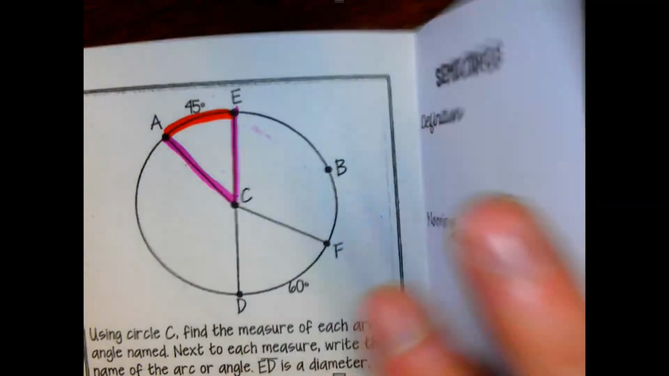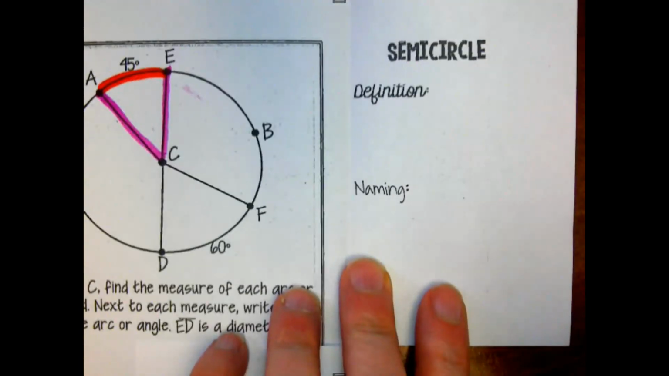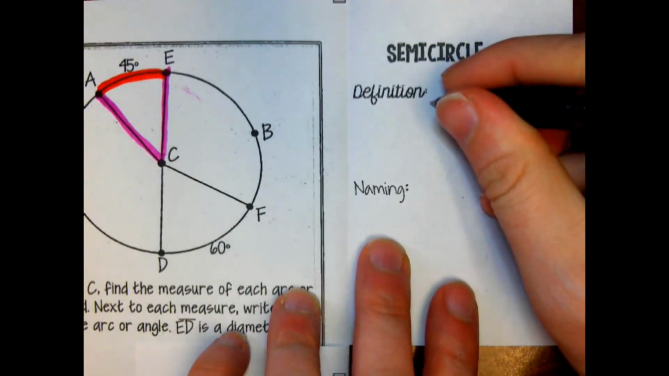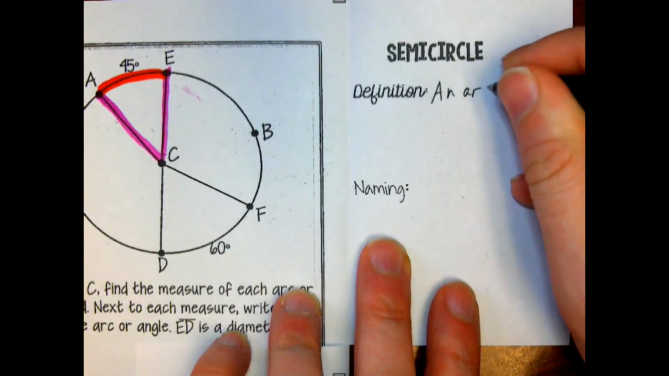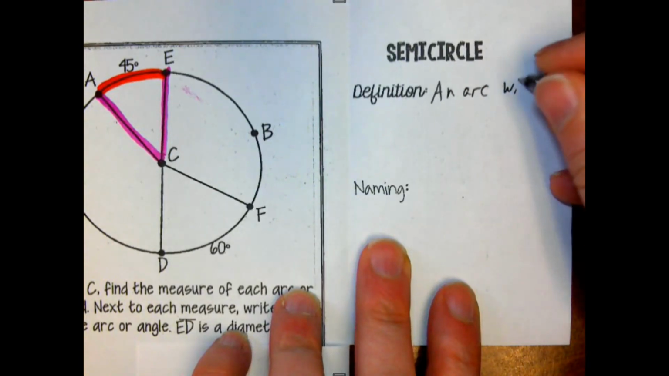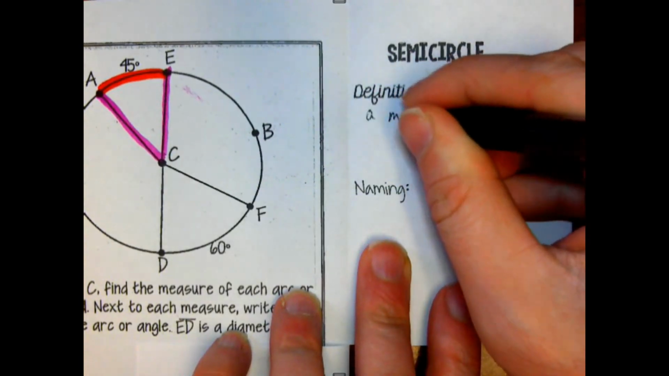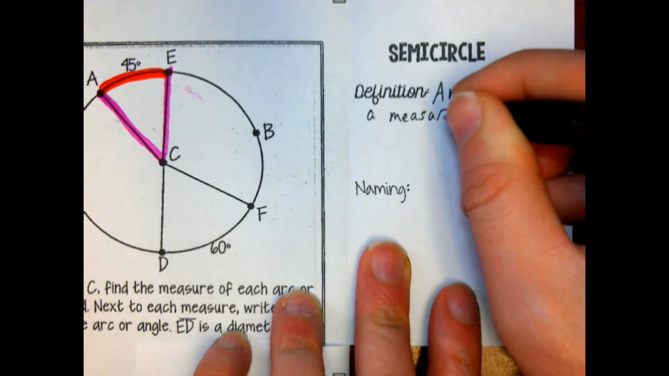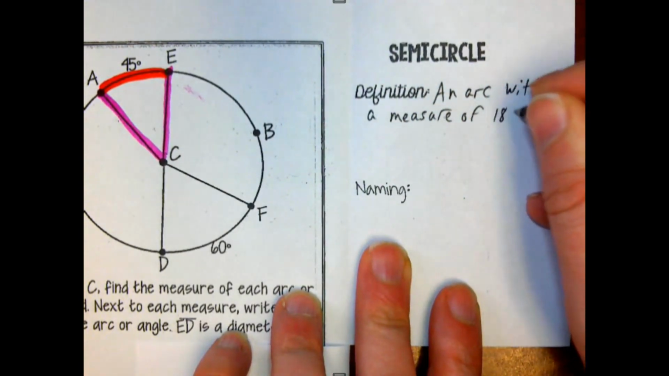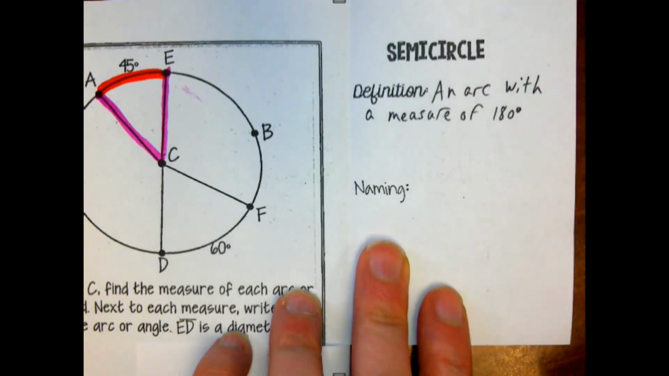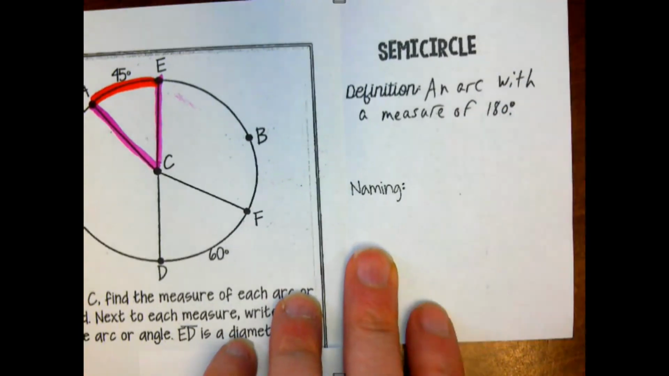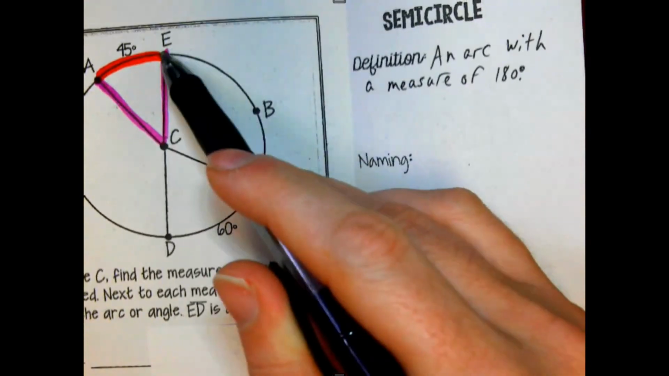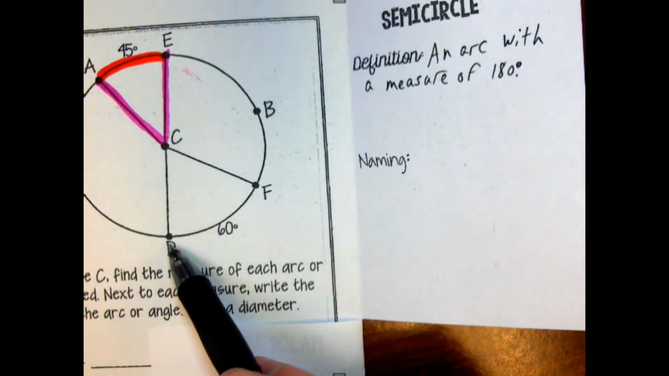Okay, next, semicircle. A semicircle is an arc with a measure of 180 degrees. That's exactly half of the circle. So like it goes from here all the way around to here. That would be a semicircle because it's half the circle.